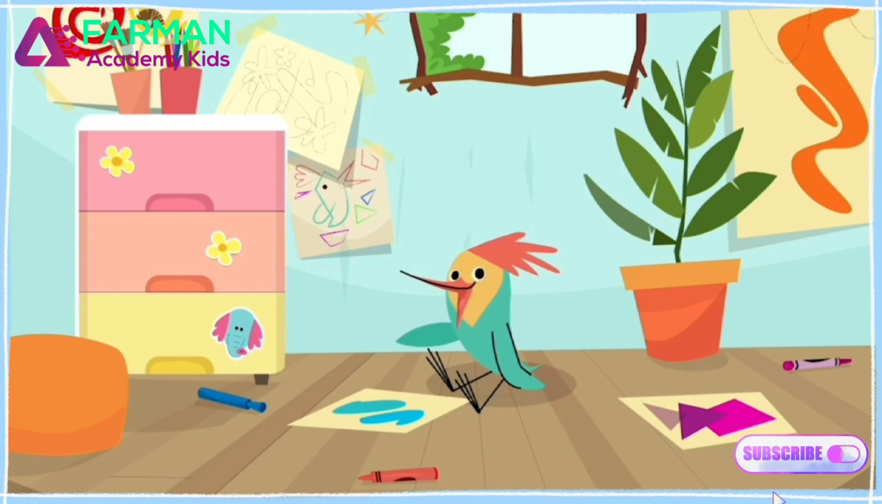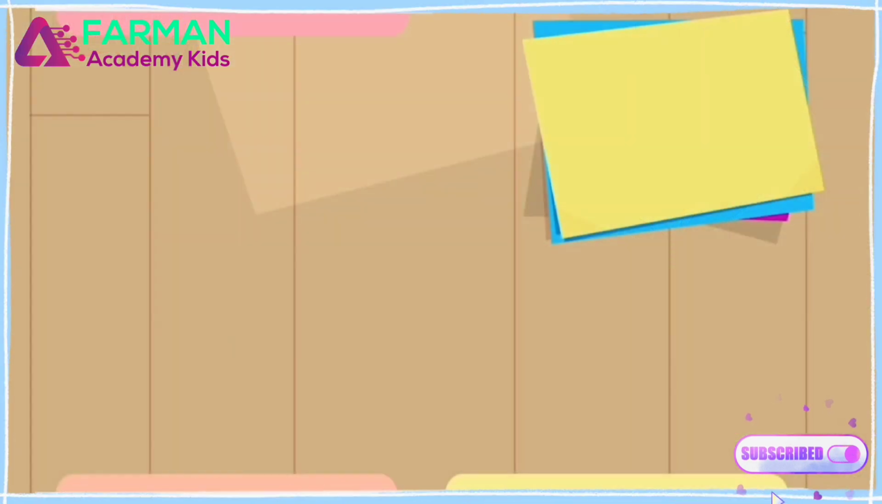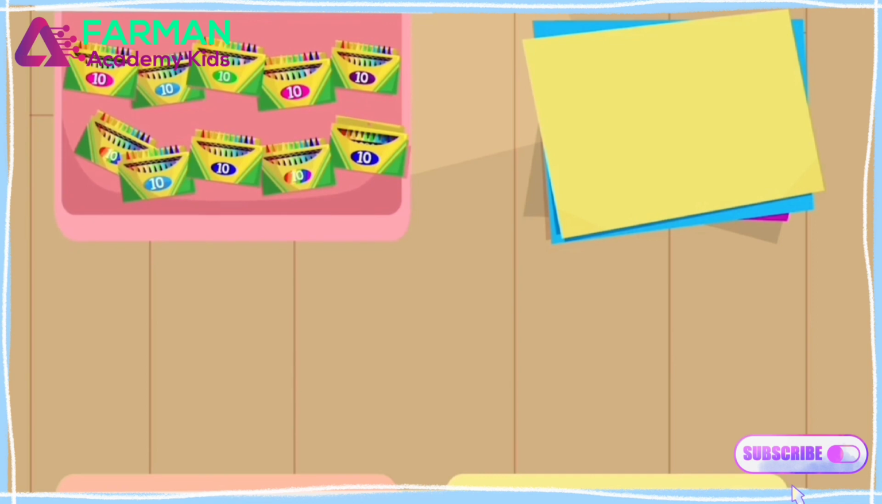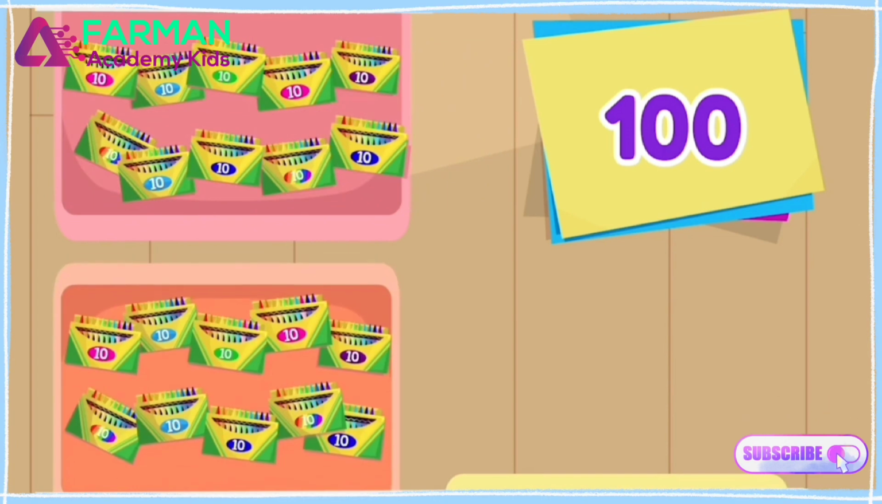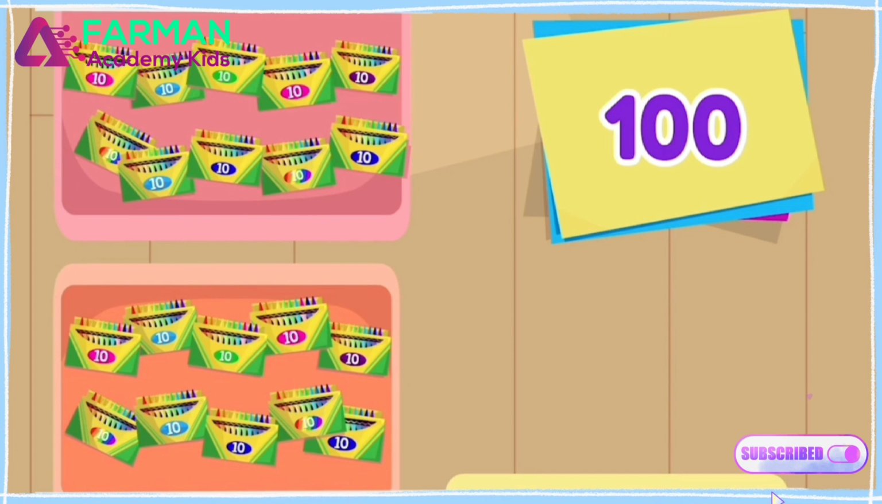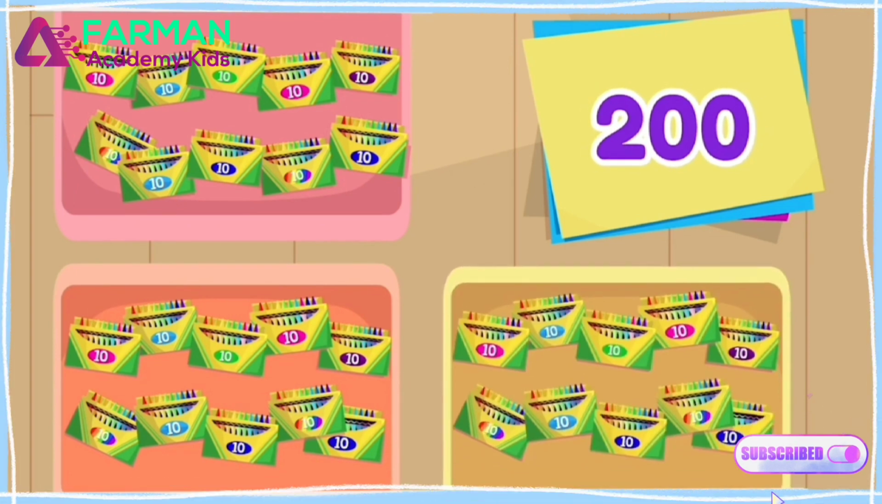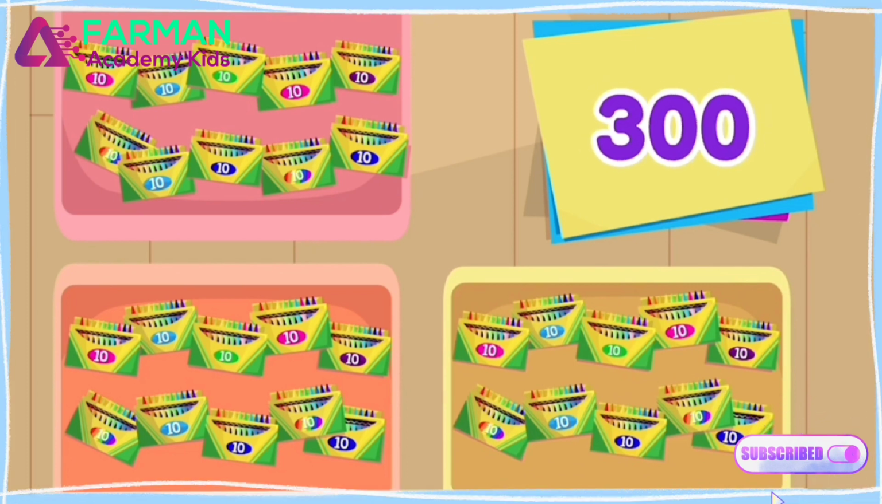Want to see where I put all the crayons? Check this out. Here is one shelf with 100 crayons. There are 10 boxes of 10 crayons each. Oh, here's another shelf. Now there are 200 crayons total. And another shelf. Woo! Now there are 300 crayons total. Wow!